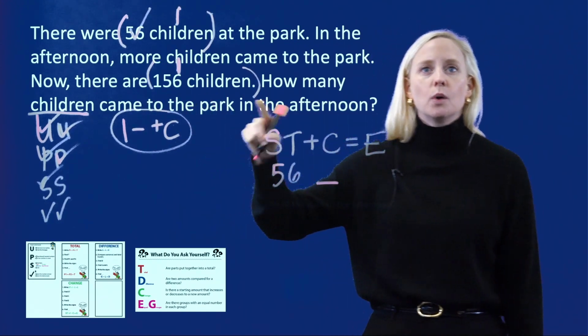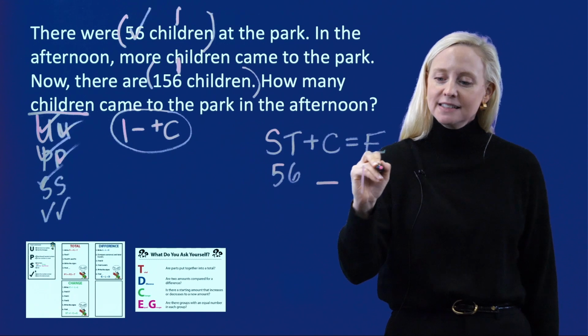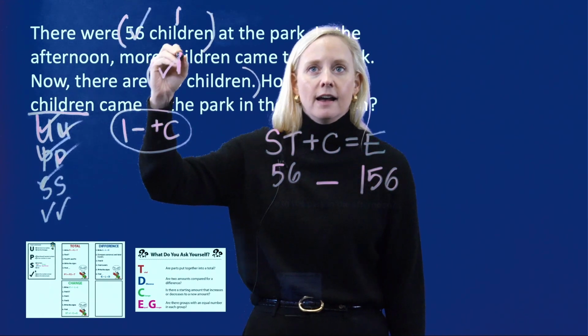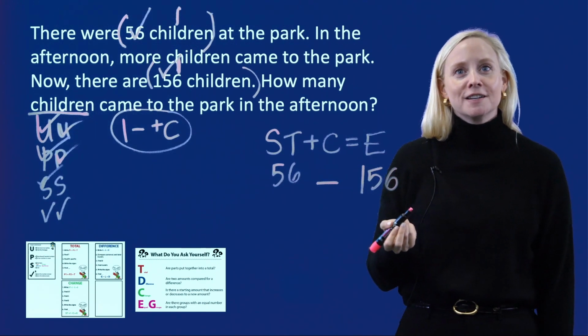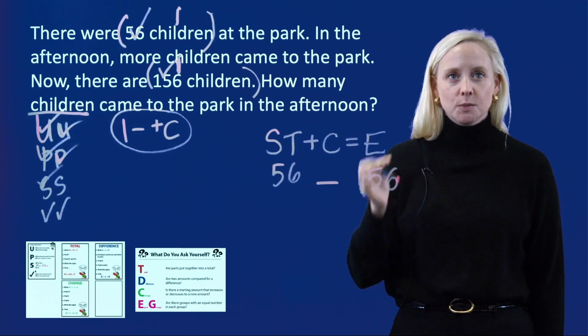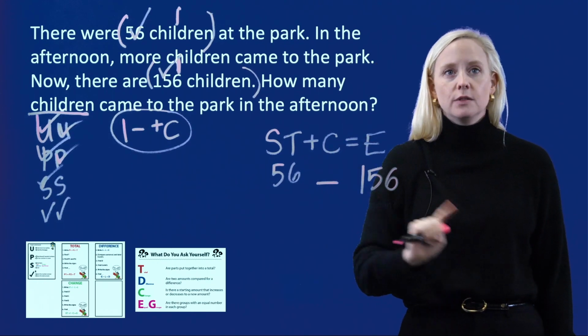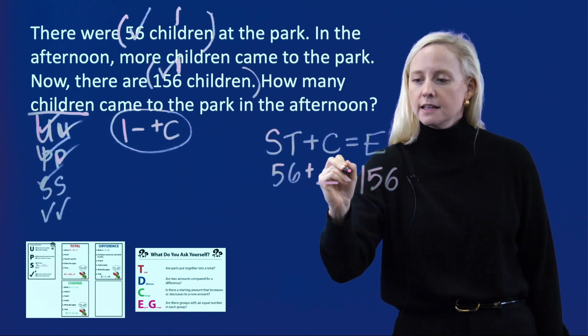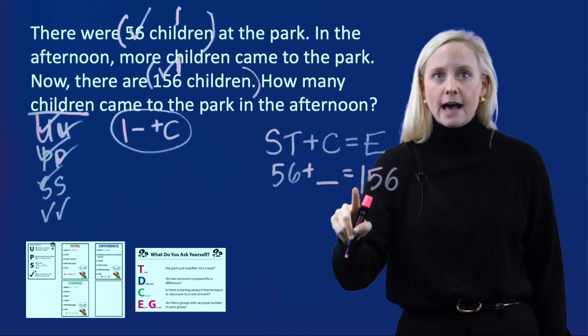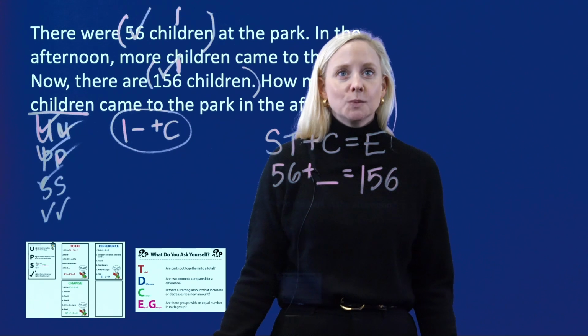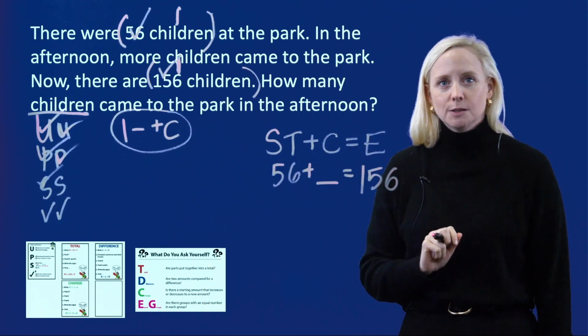Then it says there were 156 children, and that's the end. That's how many children were at the end after the other children came to the park. So we had 56 children. We don't know how many came to the park, but we know there were 156 at the end. Now here, I'm going to add my signs, which are plus and equals, or plus and same as, because we know we are dealing with a change increase problem.